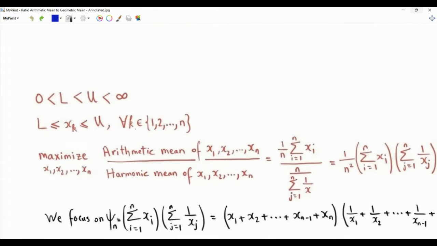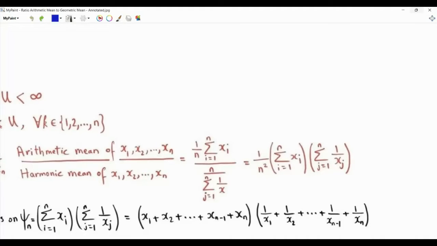We have variables x1, x2, all the way to xn. Each one of them is between L and U. L is strictly positive and U is strictly greater than L. So given those box constraints, we are interested in maximizing the arithmetic mean of those variables divided by the harmonic mean.